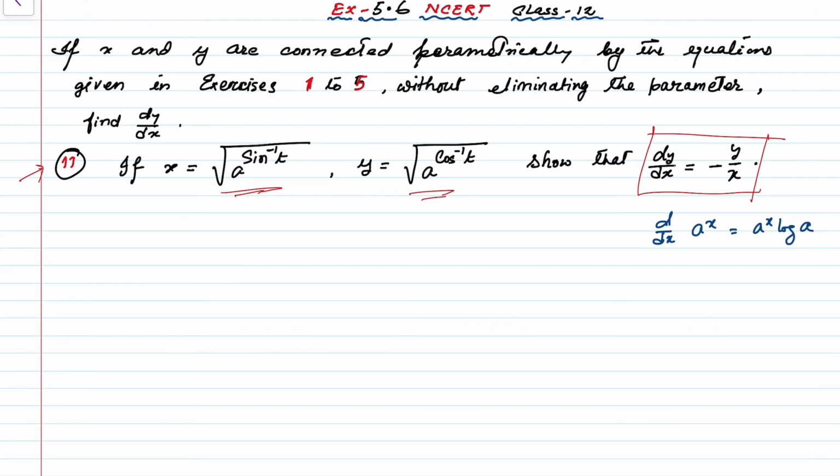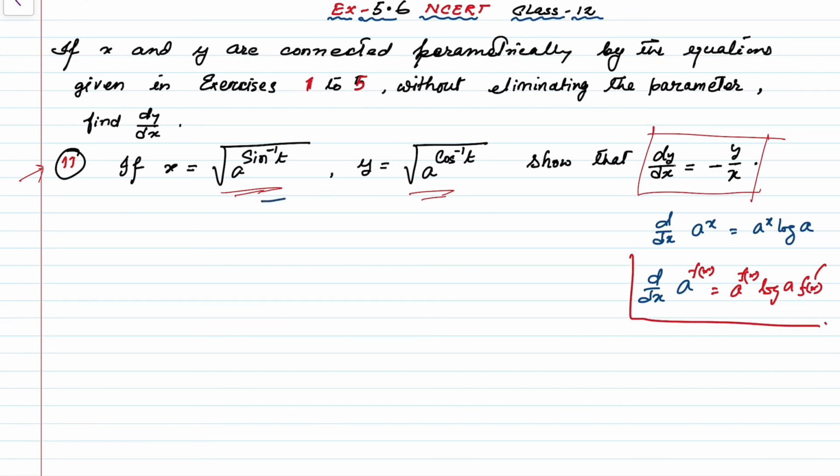Suppose instead of a to the power x, there is a function f of x. Then what to do? The derivative of a to the power f of x is a to the power f of x log of a, times the derivative of f of x, that means f dash x. So here we are going to use this result.